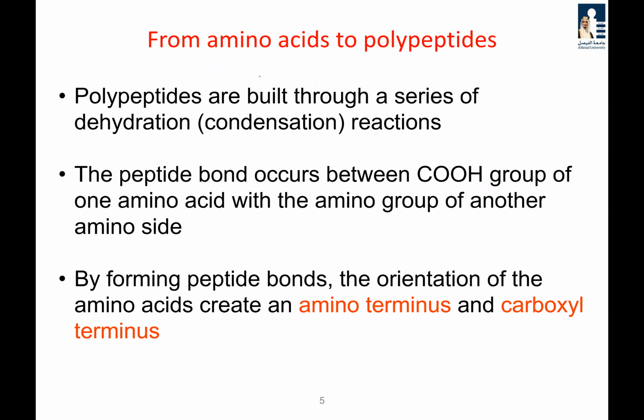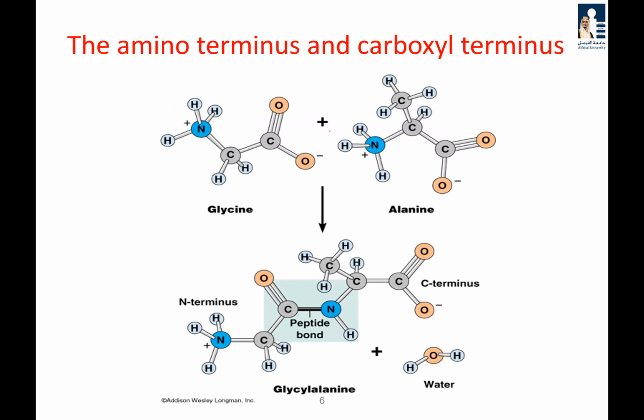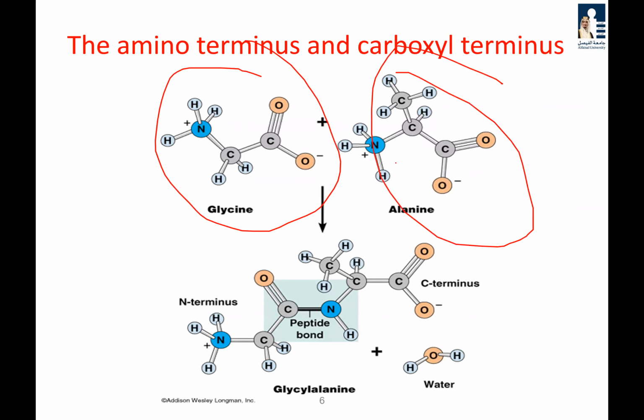First off, let's talk about amino acids to polypeptides. Firstly, polypeptides are built through a series of dehydration and condensation reactions. Let's discuss them right now. Let's get the diagram. Basically, we have two different amino acids, glycine and alanine. These join together right here and form this peptide bond over here.